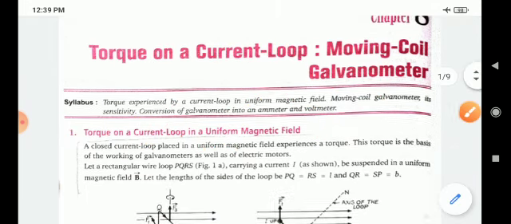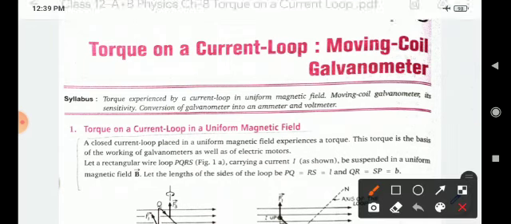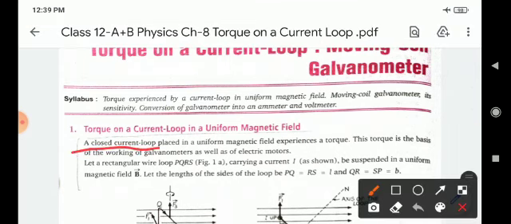Now, I will discuss in this chapter torque on a current loop in a uniform magnetic field. A closed current loop placed in a uniform magnetic field experiences a torque. This torque is the basis of the working of a galvanometer as well as electric motors. So children, very important point.